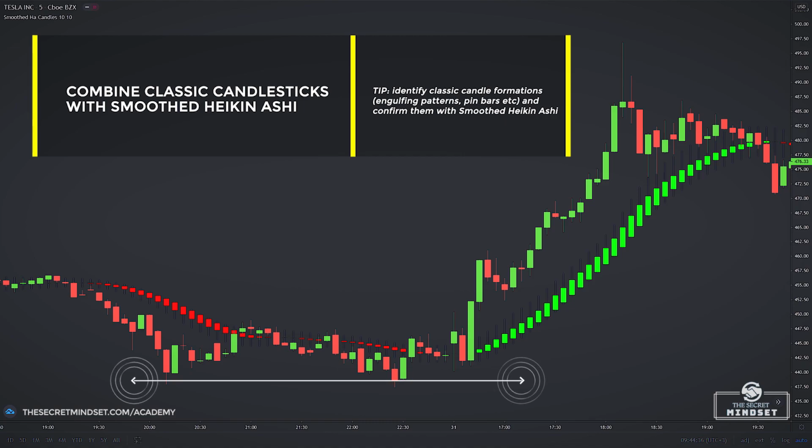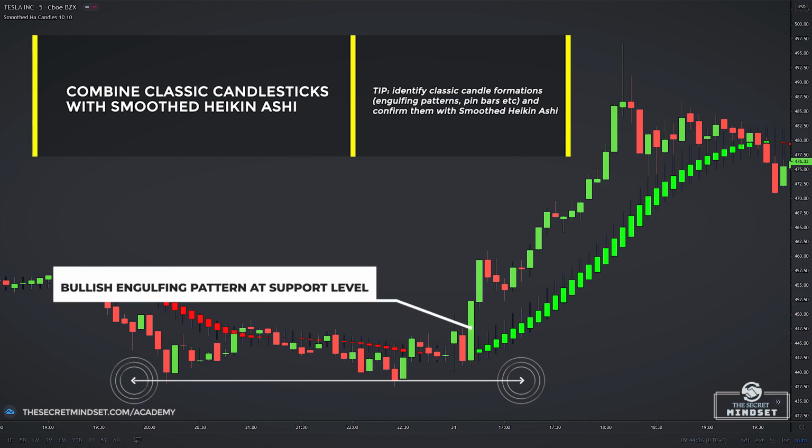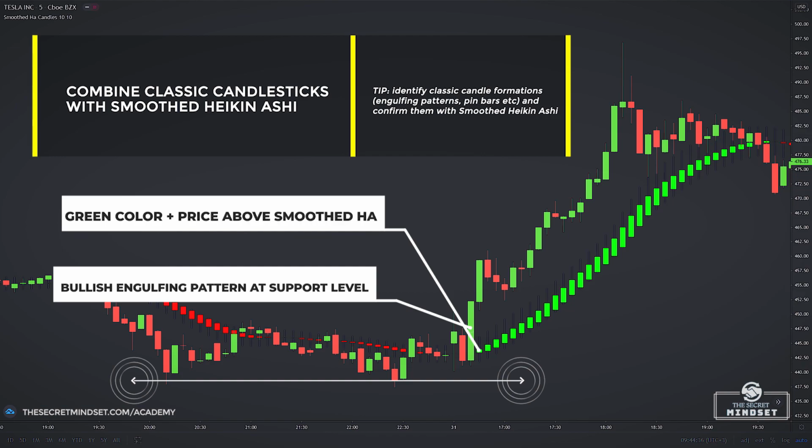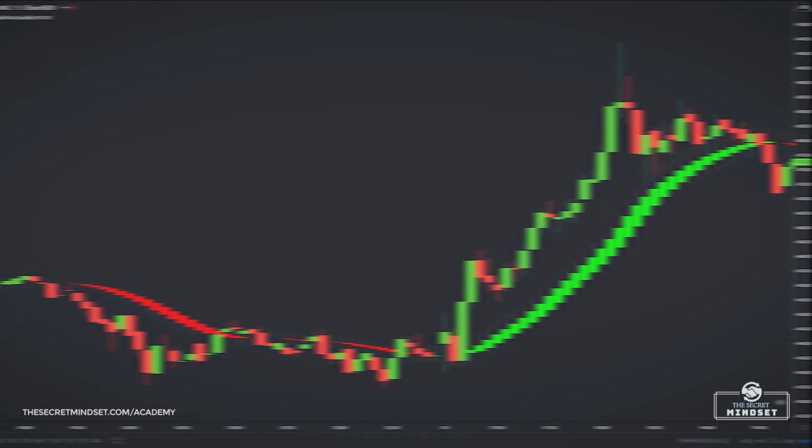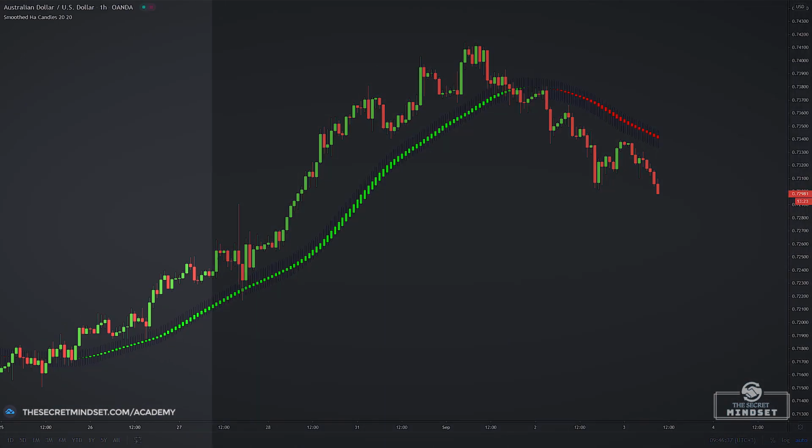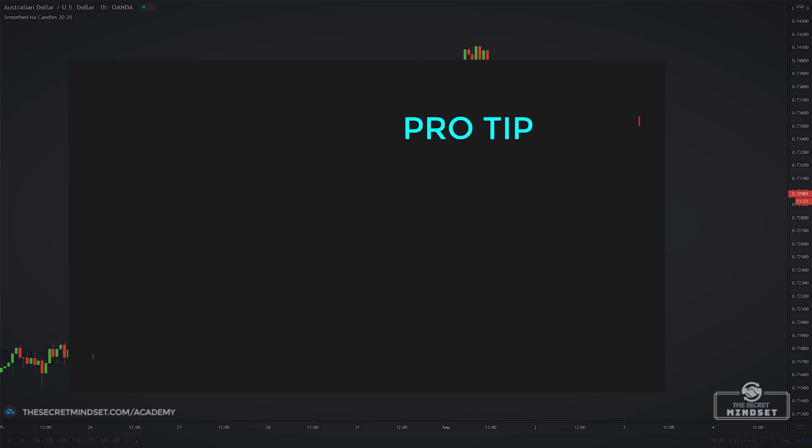With classic candlesticks, an engulfing candlestick pattern at a support level can be a nice starting signal, a decent entry into a beginning upward movement. Nevertheless, there is room for misinterpretation. With additional Smoothed Heiken Ashi candles on the same chart, you can mitigate this danger of misinterpretation, and it can help you to judge a trend more clearly in combination with the classic candlesticks. That's why it's better to use both candle types on the same chart.